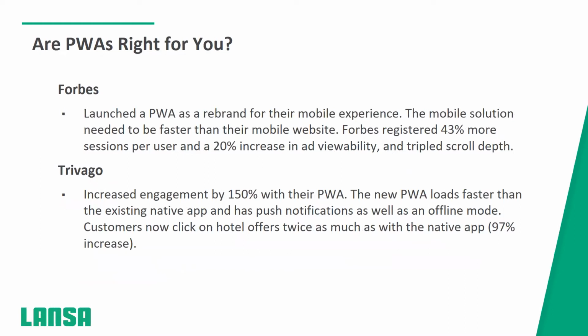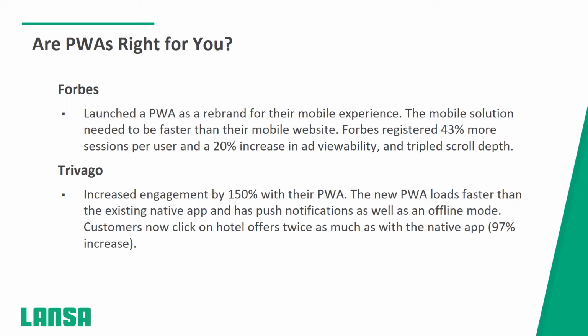And then two other ones I want to highlight are Forbes and Trivago. Forbes had a mobile solution that wasn't the greatest. They needed a faster experience for their end users. So they rebuilt their mobile experience with a PWA, and they registered 43% more users per session. They had an increase in ad viewability, and they tripled their scroll depth. So a progressive web app is a better experience than just a mobile optimized web page.